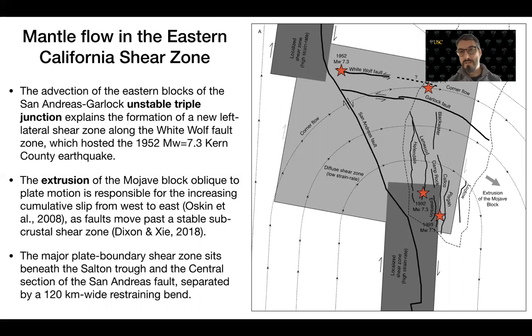In addition, this kind of perpendicular motion of mantle flow advects the Garlock fault to the southeast, and that also explains the emergent activity of the White Wolf fault. We can also think of the recent 2019 Ridgecrest earthquake as a prolongation of seismic activity on the White Wolf fault. And together, these faults may supplant the role of the Garlock fault in the triple junction between the central segment and the big bend of the San Andreas fault.